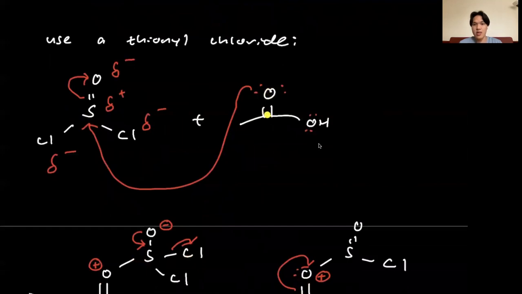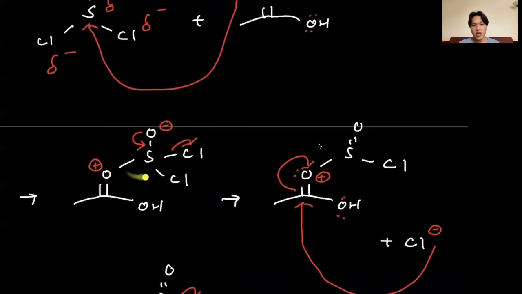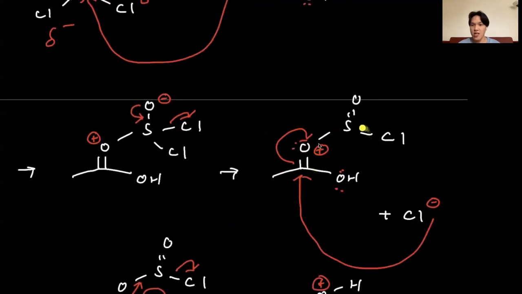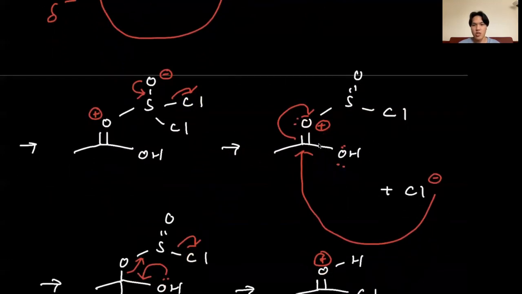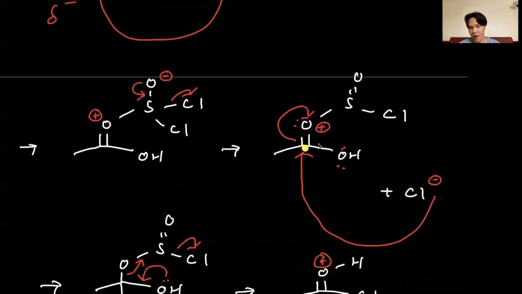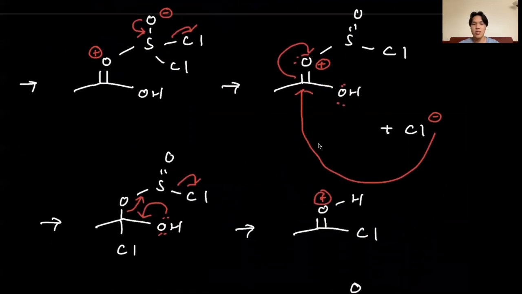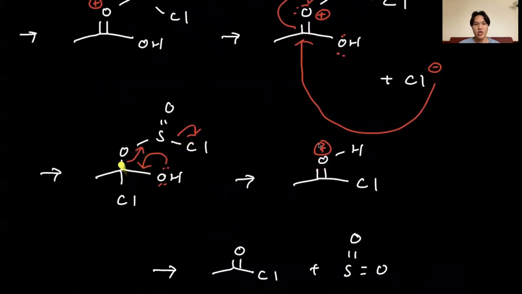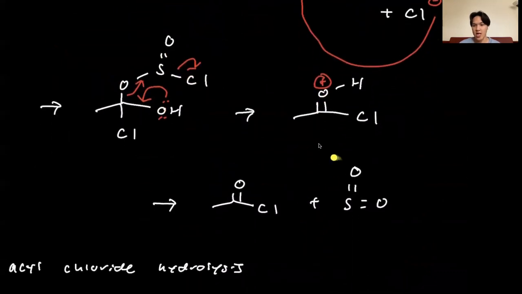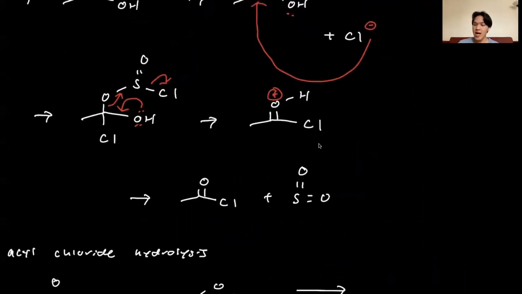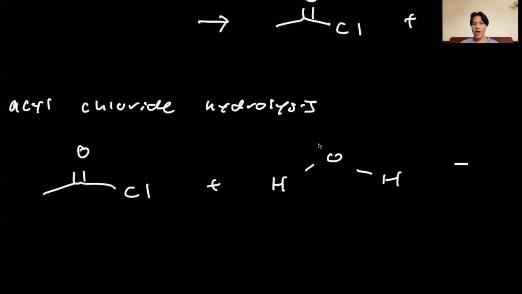And then the carbonyl oxygen will attack it. We get this weird looking tetrahedral intermediate, right? This S is tetrahedral. And then we get a chlorine leaving group here, which will then attack this carbon because there's a positive charge on this carbon if you do resonance. And then a lot of electron rearrangements. We get an SO2 and then our acyl chloride, right? And then now we can do some reactions with this.